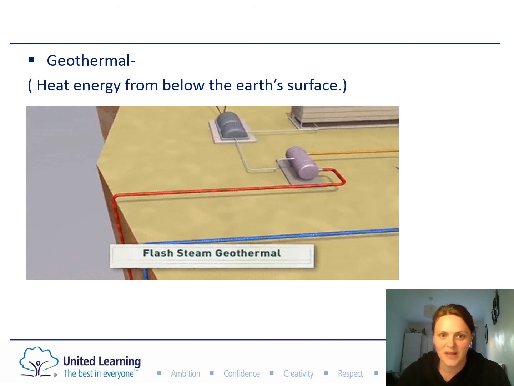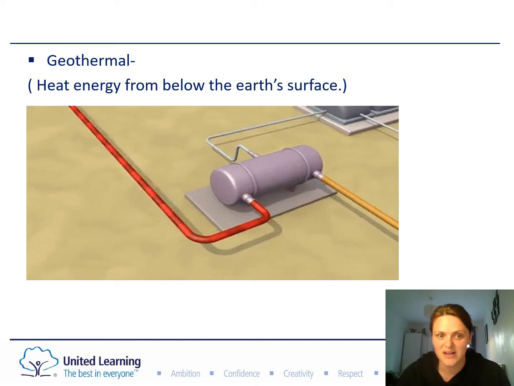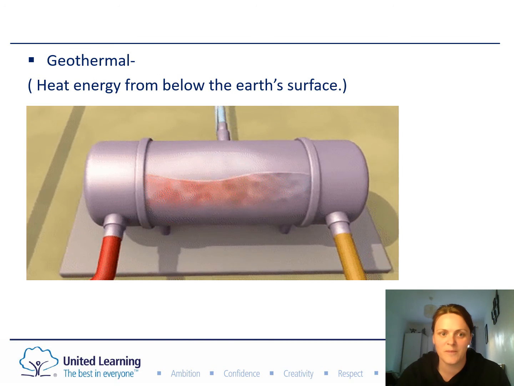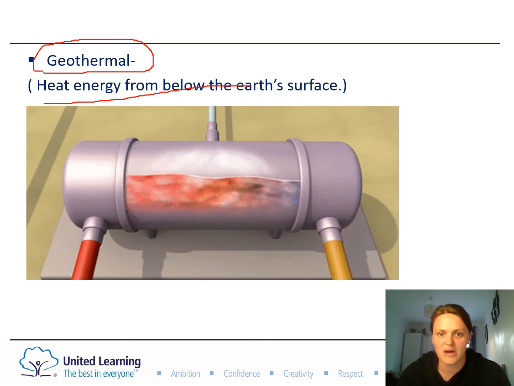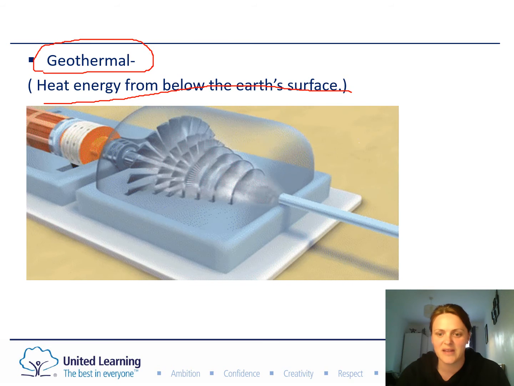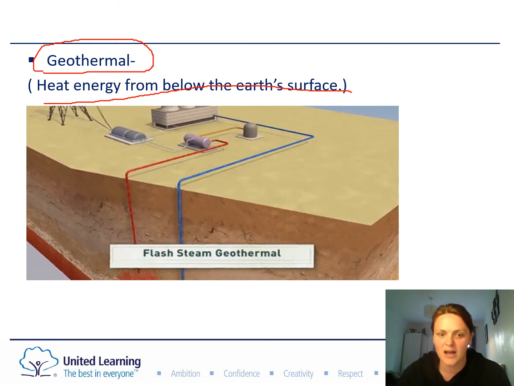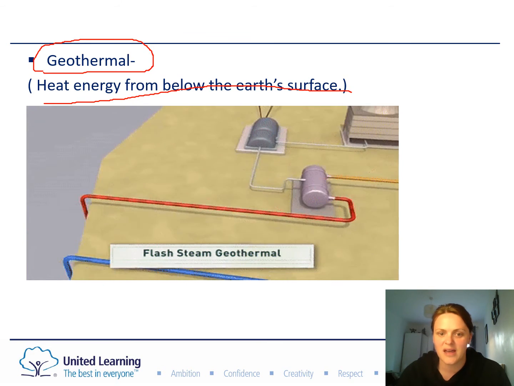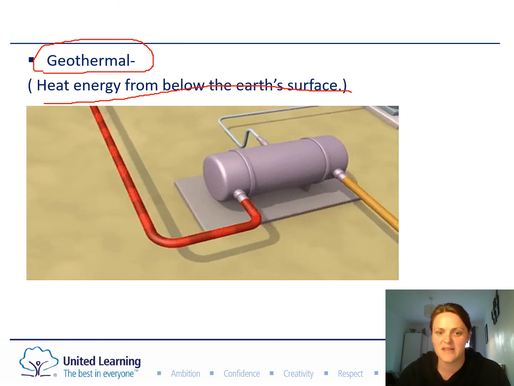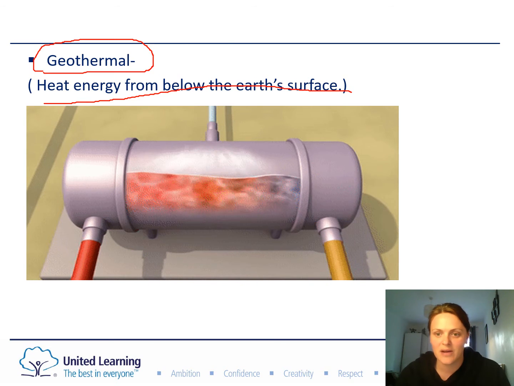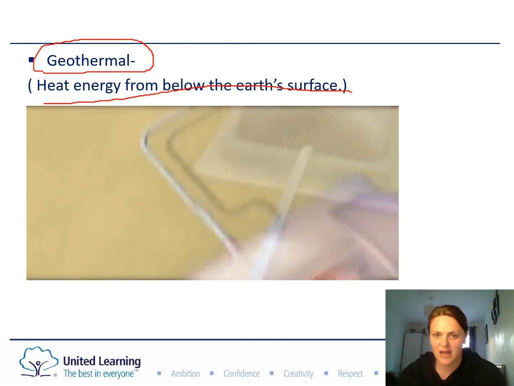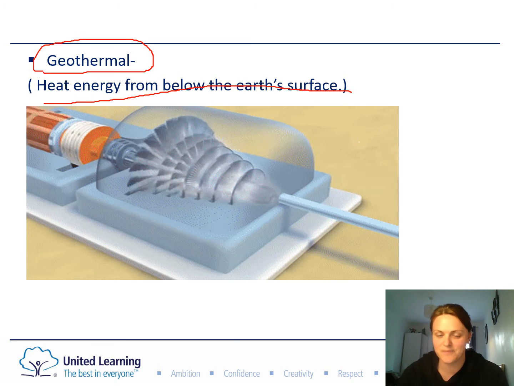The next one, that is one of my favourites, is geothermal. Now geothermal literally means heat from the earth, so heat from below the earth's surface. And as you can see, it's happening in this animation here. Heat from deep within the earth is brought up to the surface and that heats water. And when you heat water, you get steam, and that steam then will turn a turbine, which will generate electricity.